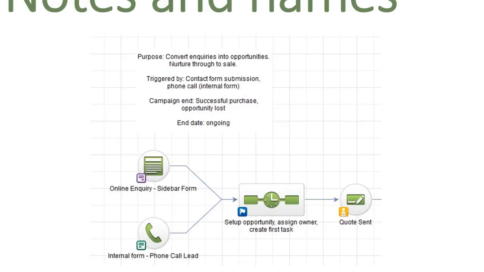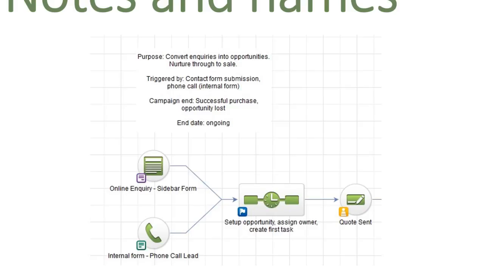So I haven't just left the web form goal as submit web form, because that doesn't actually tell me anything. I've renamed it to be online inquiry sidebar form. That tells me exactly what form it was that someone submitted to start this campaign. The sequence after that doesn't just say new lead or something cryptic like that. It says set up the opportunity, assign owner, create first task.